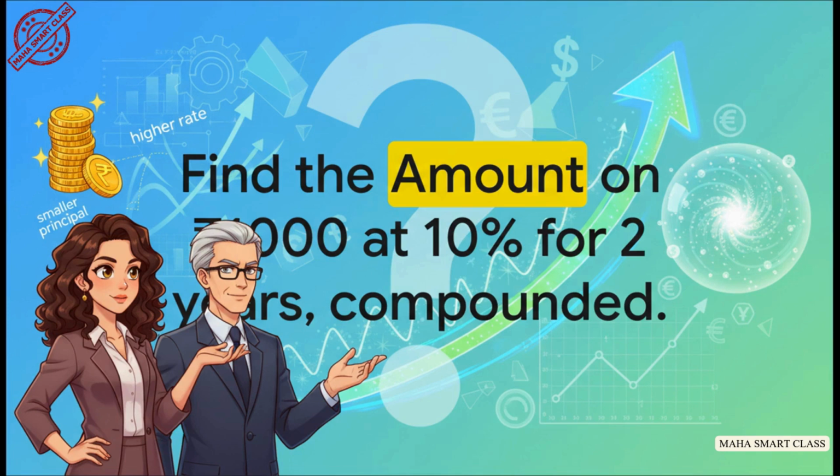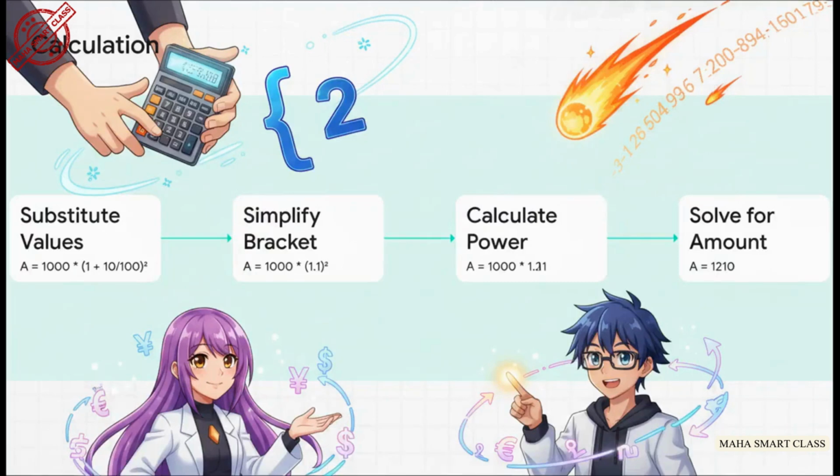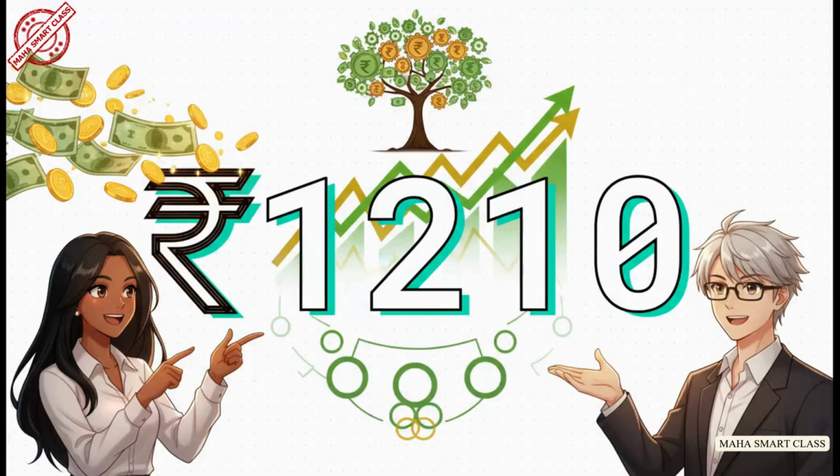Okay, let's run the numbers again and see this so-called snowball effect for ourselves. We'll use a new example, a principal of 1,000 rupees, but at a higher rate of 10% for 2 years. All right, just like before, we follow the order of operations. First up, we solve what's inside the brackets. Then we tackle that exponent. It's squared, right? Because our time is 2 years. Once we have that, we multiply our starting 1,000 by 1.21, and that gives us our total amount. And boom, there it is. The total amount at the end of 2 years is 1,210 rupees.